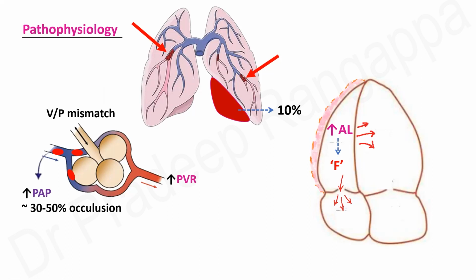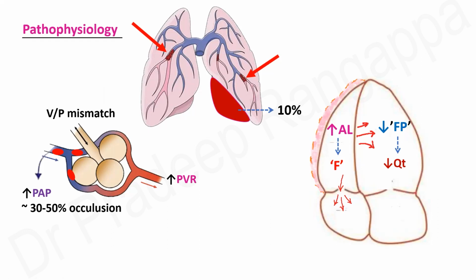So if TAPSE is less than 16, then there is RV dysfunction. 8 to 16 is moderate dysfunction. Less than 8, there is RV failure. And because RV dysfunction tends to happen, and because there is movement of the interventricular septum into the LV, filling pressure comes down, and that can lead to lowering of the cardiac output. That is when the whole biventricular dysfunction sets in and low cardiac output sets in due to the obstructive shock. So these are the physiological changes that tend to happen when there is pulmonary vasculature occlusion.